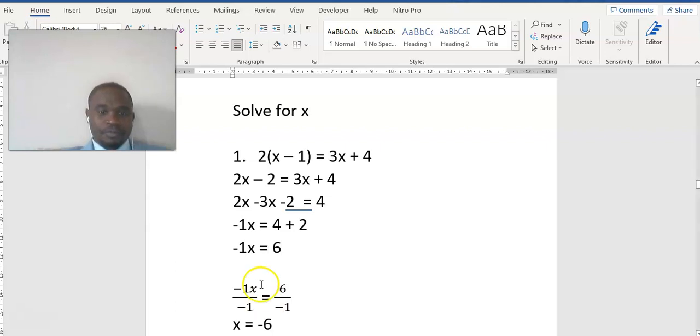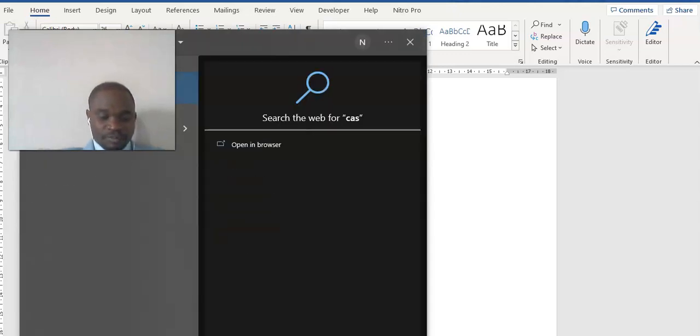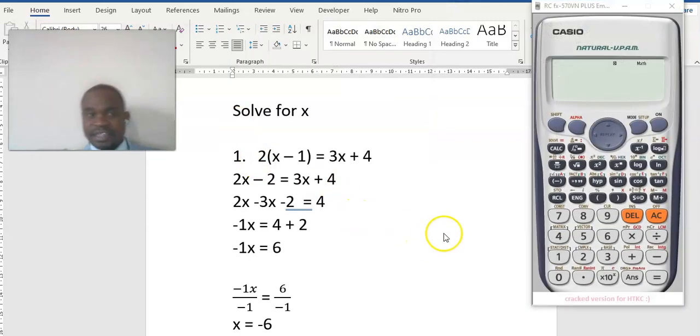So, see that I've divided this side by negative 1. Anything you do to the left, you have to do to the right. So I have to divide the right hand side also by negative 1. And so negative 1 divided by negative 1 is going to give us x. Then 6 divided by negative 1 is going to give us what? Negative 6. If you are not sure, you press on the calculator to get the correct answer.